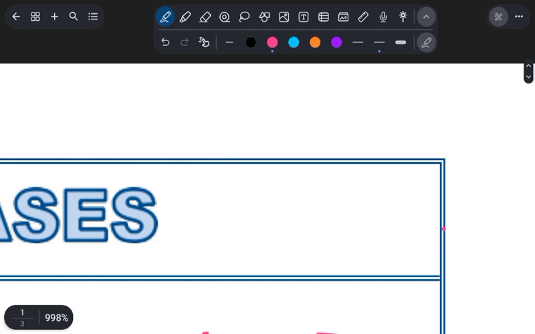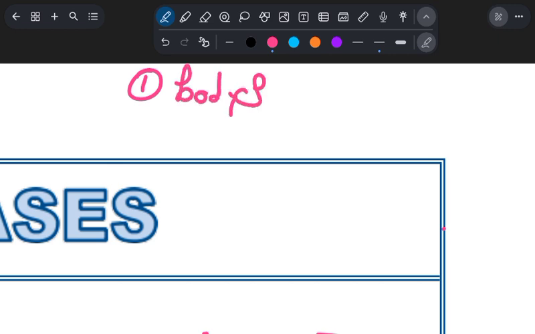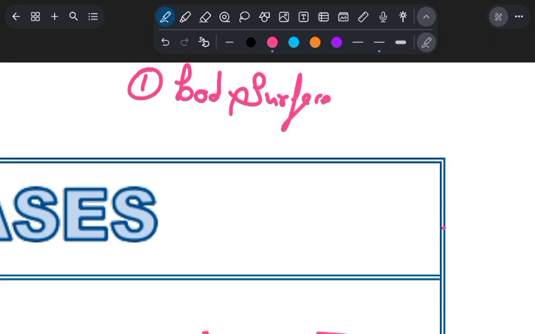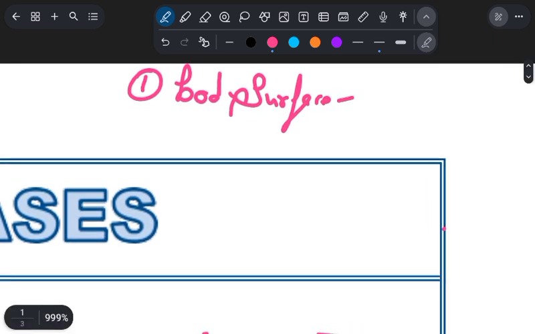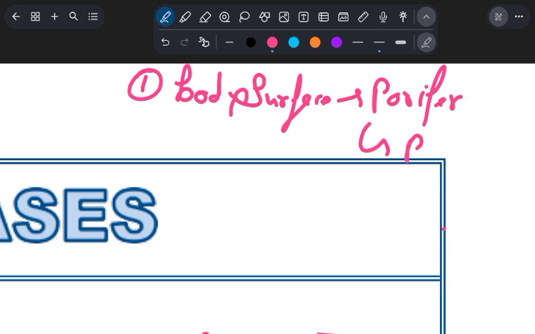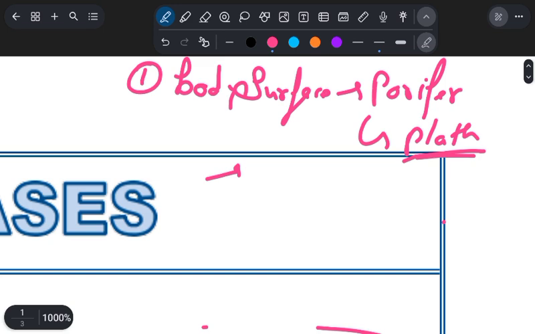Now we will learn. First, what we learnt, the first one was the general body surface. So body surface: Porifera to Platyhelminthes. Which organisms come under this? Porifera, coelenterates, Annelida, and Platyhelminthes.